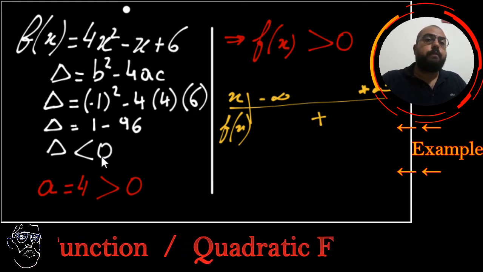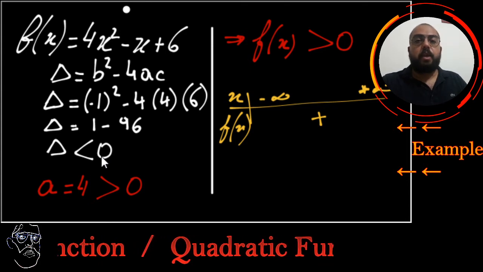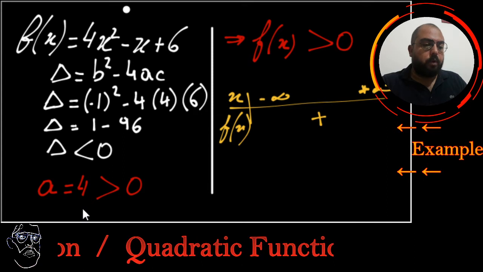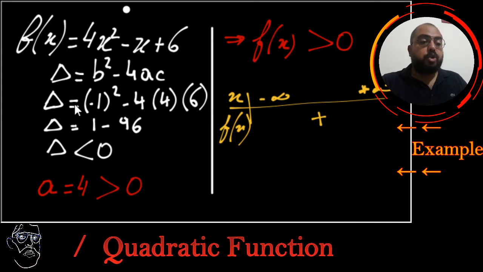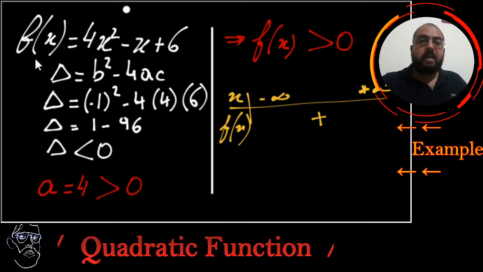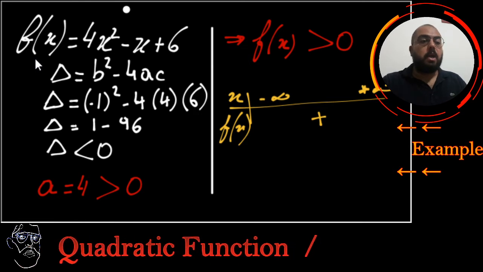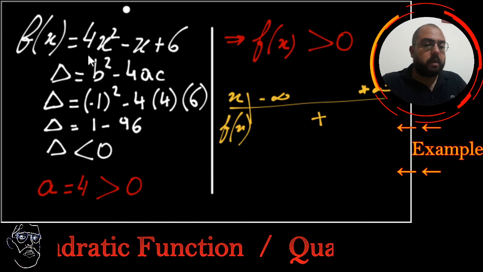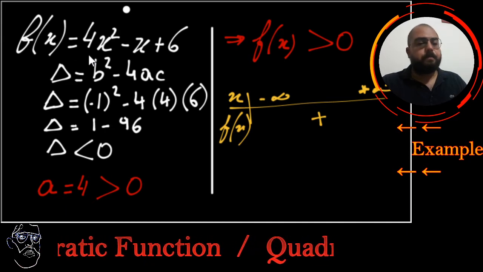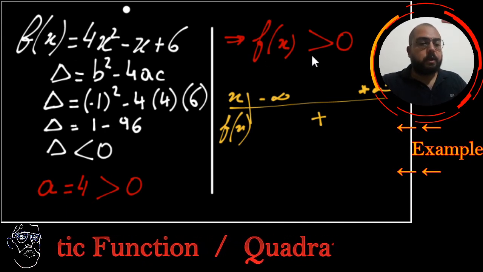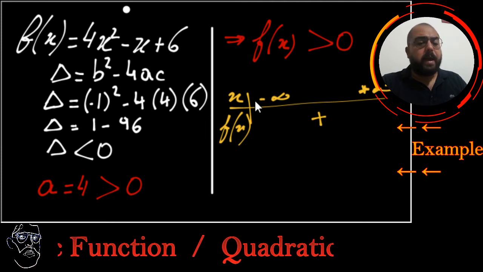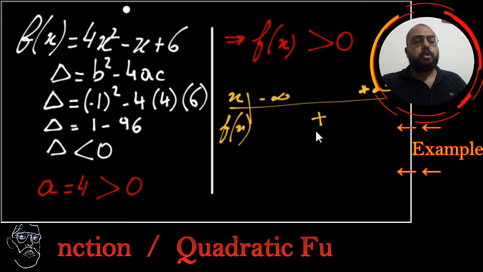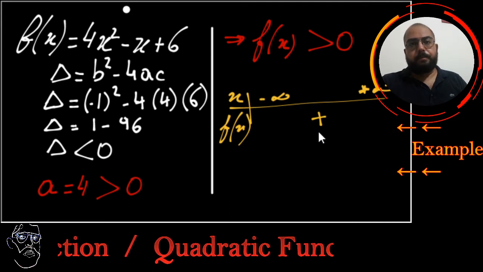But there is new information which we can add. We have to check the sign of a. a is 4. It's positive, which means the function will take the same sign as a. So this function will remain always positive, just like the sign of a. So I can say the function is strictly positive. For any value of x going from minus infinity to plus infinity, the function will remain positive.